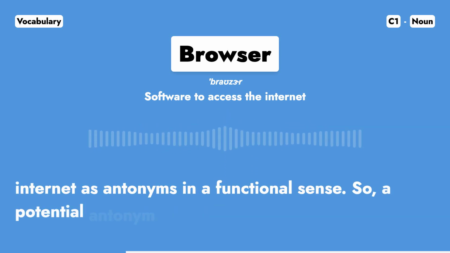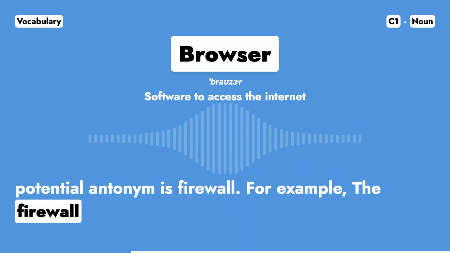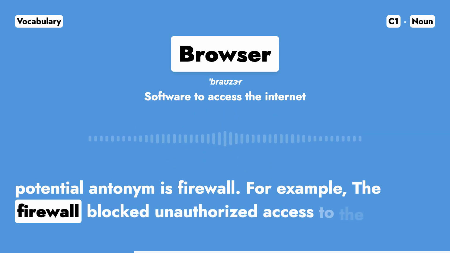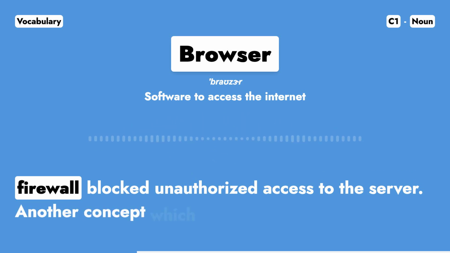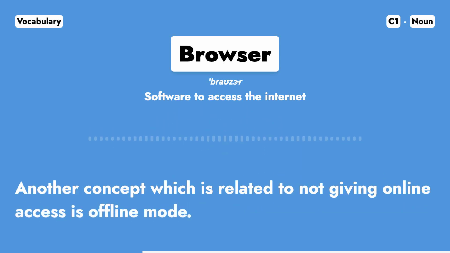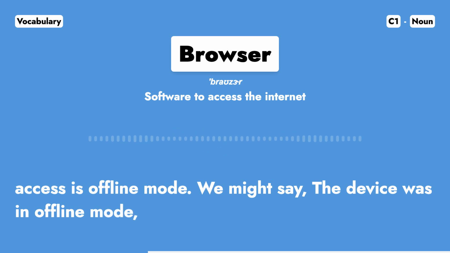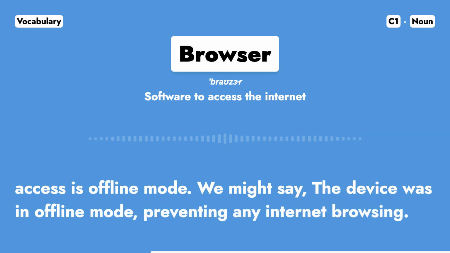So, a potential antonym is firewall. For example, the firewall blocked unauthorized access to the server. Another concept which is related to not giving online access is offline mode. We might say, the device was in offline mode, preventing any internet browsing.